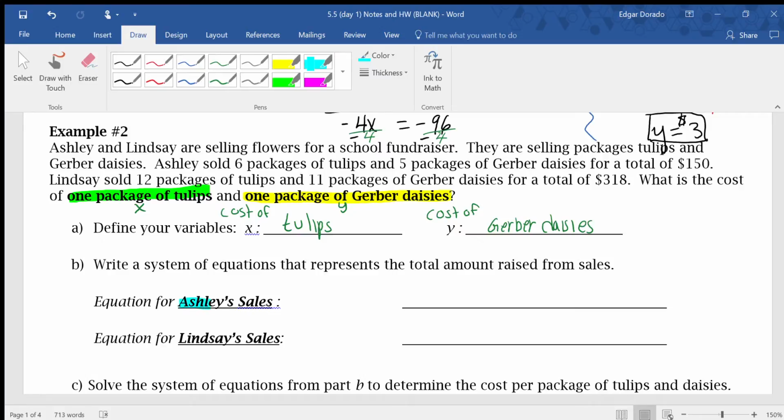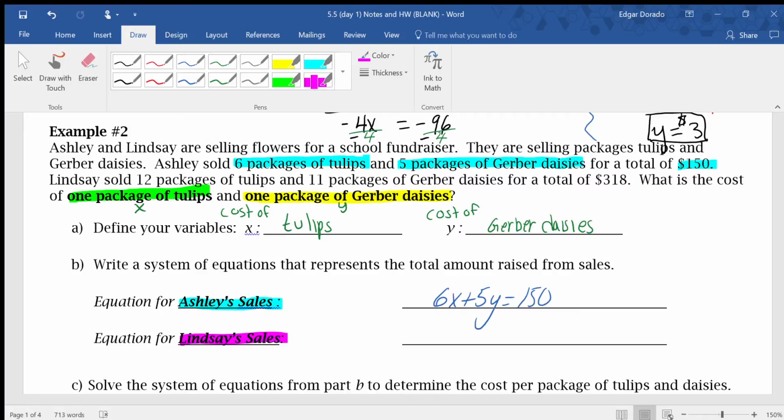We're talking about Ashley's sales and Lindsay's sales. So let's look at Ashley's sales. It says Ashley sold 6 packages of tulips and 5 packages of Gerber daisies for a total of $150. So that is my first equation. I have 6x plus 5y equals 150. Next up is Lindsay's sales.